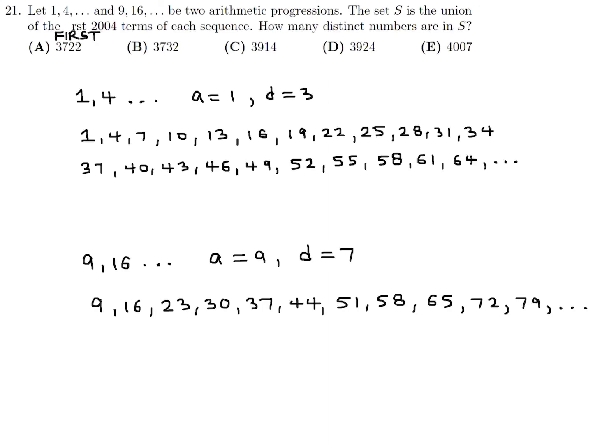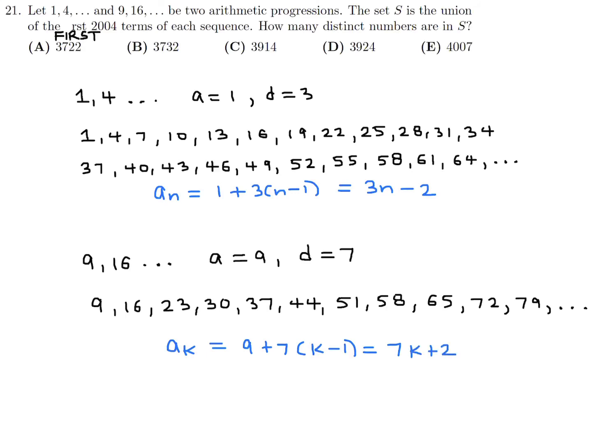In the first sequence, every term, a_n, is of the form 1 plus 3 times n minus 1. If you simplify that, it becomes 3n minus 2. In the second arithmetic progression, each term, a_k, is of the form 9 plus 7 times k minus 1. And this simplifies to 7k plus 2. Okay? Now let's concentrate on what they're asking us.